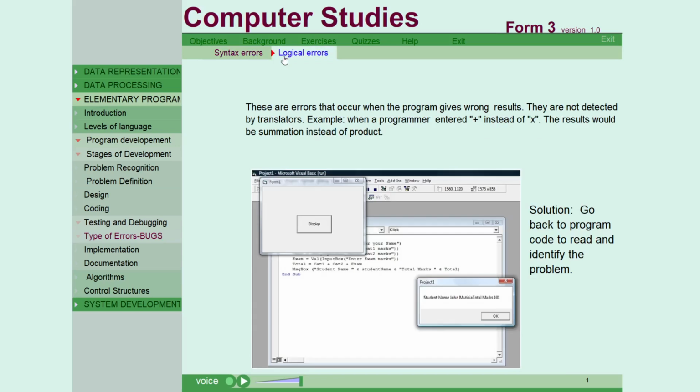Logical errors. These are errors that occur when the program gives wrong results. They are not detected by translators. Example, when a programmer entered plus instead of multiplication, the results would be summation instead of product. Solution: go back to the program code to read and identify the problem.